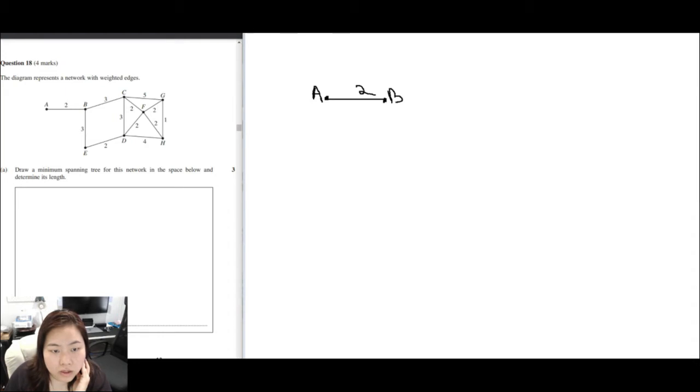Now B to C is 3, B to E is 3. But then going to D is 2. So I'm going to pick this path. B going to E, which is 3. Then to D, which is 2. And then, where do I go? Do I go F? How do I? If I go F, then I need to do C, G, H. If I go H, then I need to do G, F, C.